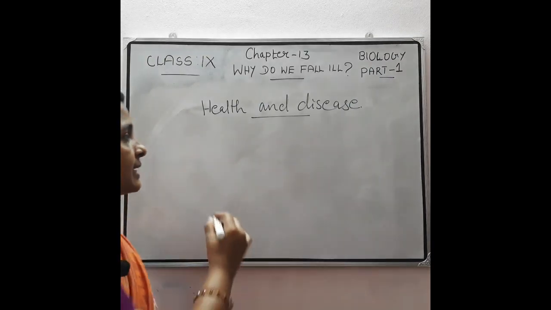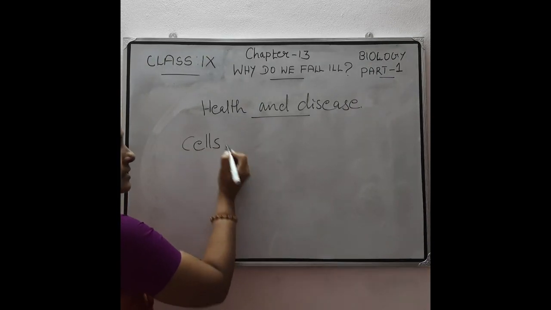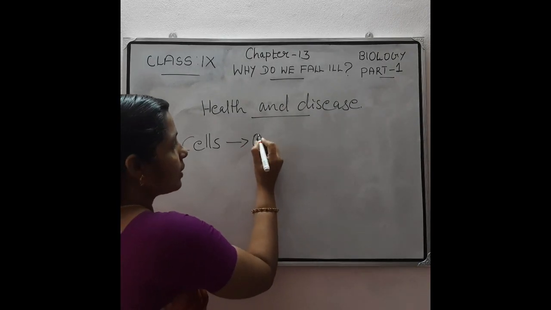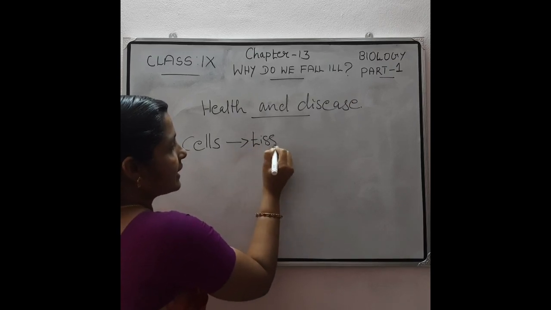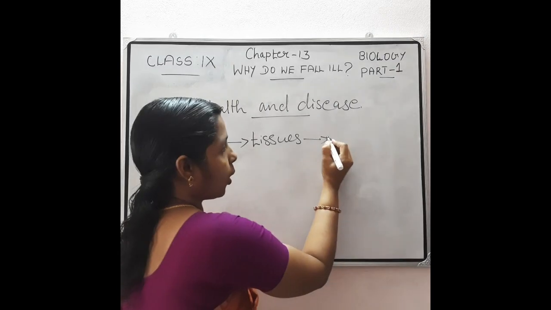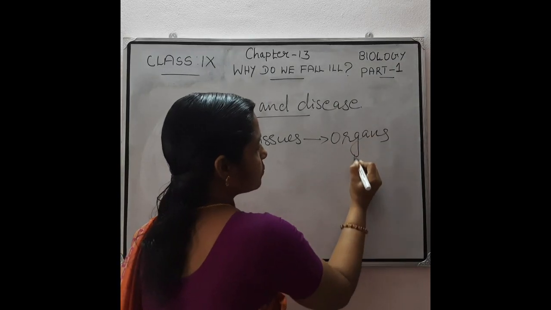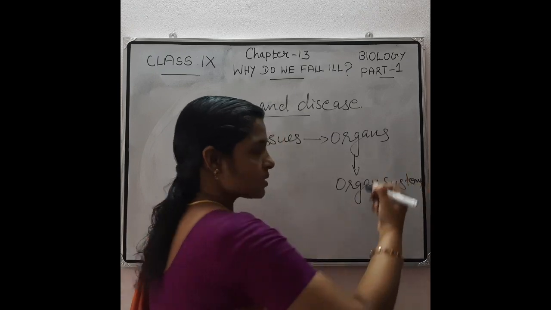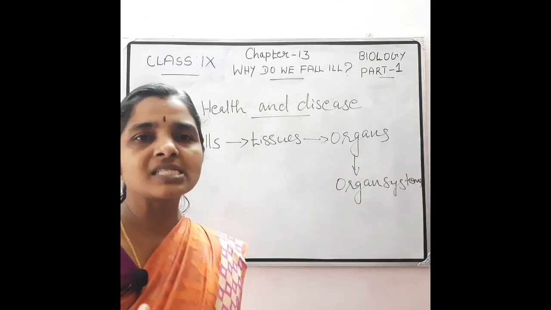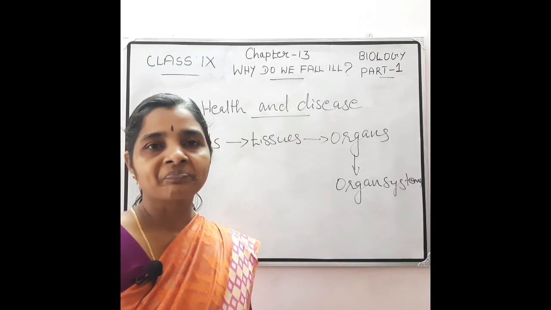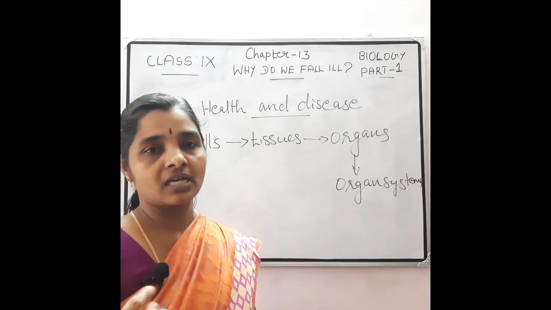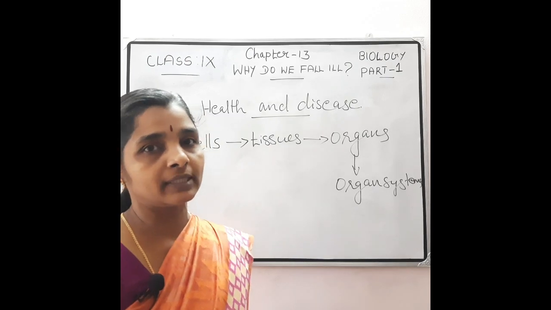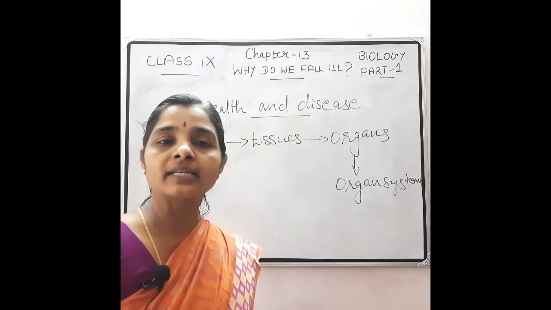We know that cells, which you studied in detail, are the basic unit of life. These cells together form what? Tissues. Then tissues together form what? Organs. Then organs together form what? Organ systems. And these organ systems do specialized functions. For example, the heart is for what purpose? The heart is pumping blood. Then lungs are for breathing. Then the brain is for thinking. Then kidneys are there for filtering urine, isn't it?